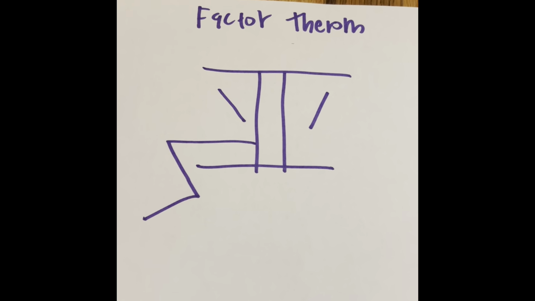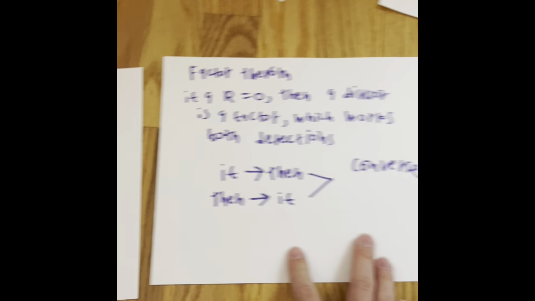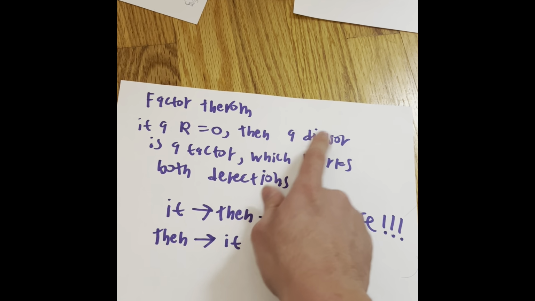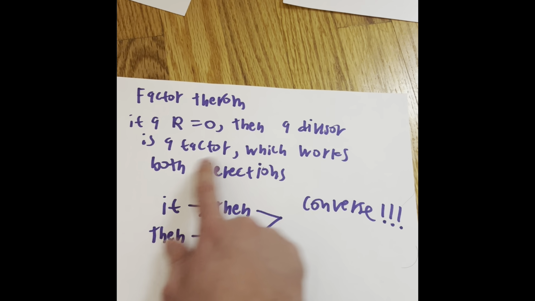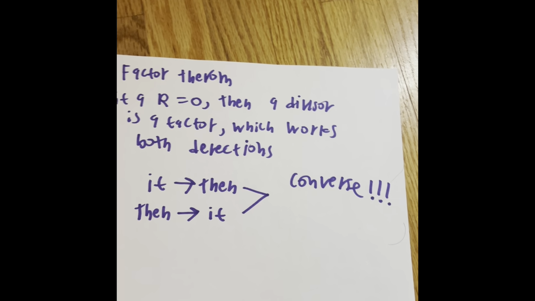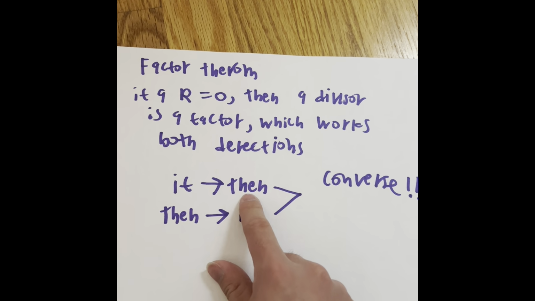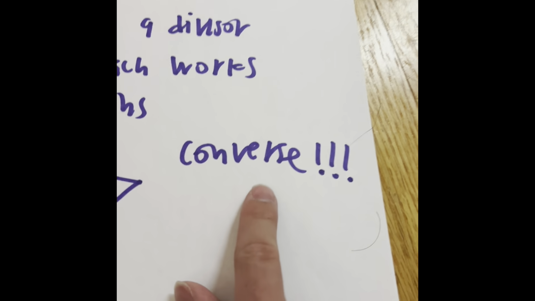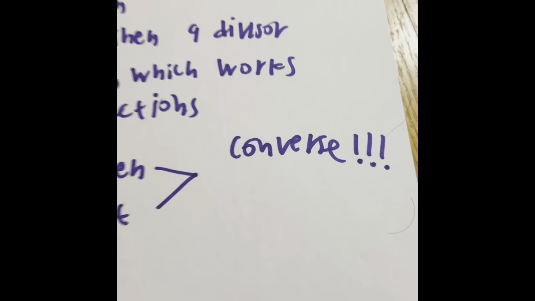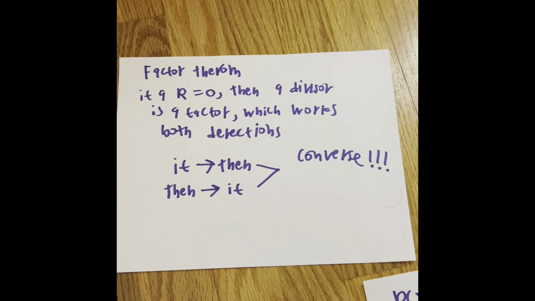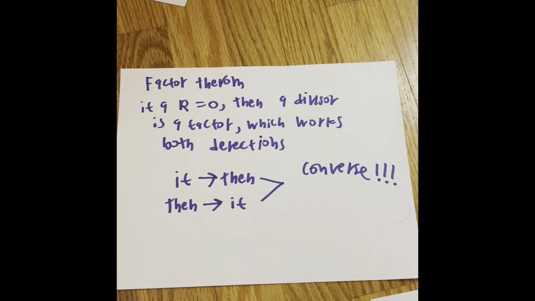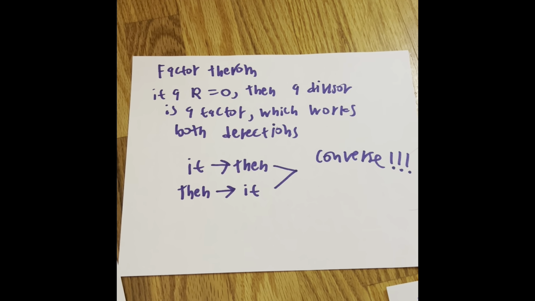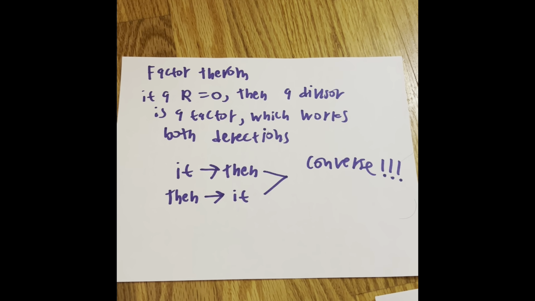But the factor theorem particularly is, if a remainder of a polynomial is 0, then the divisor is a factor, which works in both ways. So, if the remainder is 0, then it's a factor. But if it's a factor, then the remainder is 0, which means there's a converse. So what we're going to do is look at 3 different polynomials, evaluate them, and see what that actually means. And we're also going to experiment so we can see what that means.